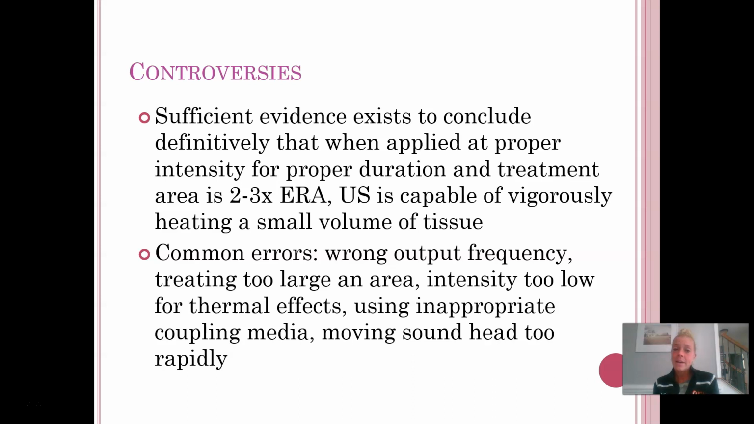Again, the common errors in a lot of studies are that they're not using appropriate frequencies for the area that they're treating. Frequencies, again, remember, are 1 megahertz or 3 megahertz. 1 is deep, 3 is superficial, so they're not matching them up correctly. They're trying to treat too large of an area. So if you're trying to treat an area that's too large, you're going to scatter your heat and you're not going to get those deep heating effects. If you're using too low of intensities, again, you're not going to build up heat in the area. They're not using appropriate coupling medium, or they're moving the sound head too rapidly to actually build up heat.